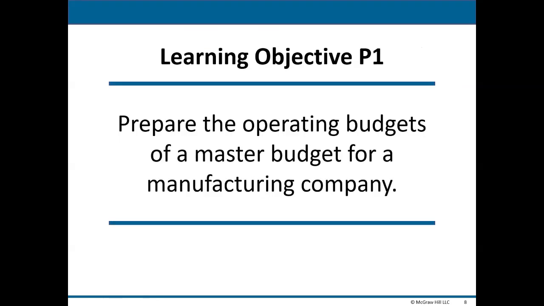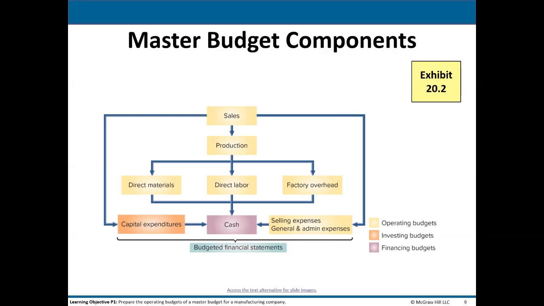Let's look at how companies prepare the operating budgets of a master budget. We're going to use an example of a manufacturing company. A master budget is a formal, comprehensive plan that contains several interconnected budgets. Exhibit 20.2 here summarizes the master budgeting process. The process begins with the sales budget.